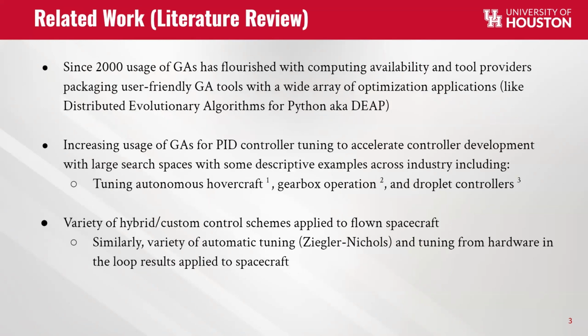For some related work and literature review: evolutionary algorithms and genetic algorithms have been around for a while, but really in the early 2000s and up until now, in the past 20 years, they've started to flourish with widespread computing capability, but also tool providers packaging friendly tools that are easier to apply to a wide variety of optimization applications. A good example is DEAP, Distributed Evolutionary Algorithms in Python. I feel it's one of the two mainstream Python genetic algorithm tools, and it's the one I actually use in my project here.